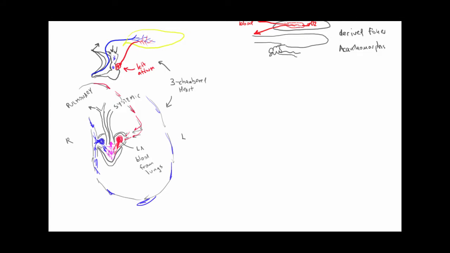And you might say, well, that's suboptimal. That's not what we want. I would much rather have the blood from the left atrium going exclusively to the systemic circuit, and the blood coming back from the systemic circuit, the deoxygenated blood, going exclusively to the pulmonary circuit. And that's simply not what we have in the case of your typical three-chambered heart.